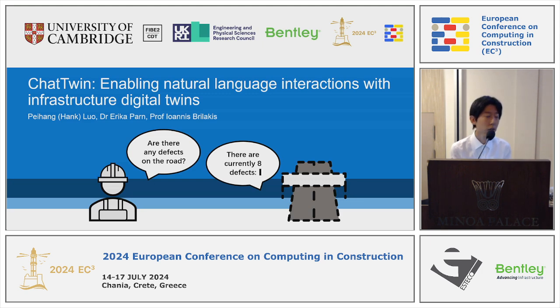In this work, we are using a road digital twin as a representative example of infrastructure digital twin, but this framework can be used and adapted to other infrastructures with minor modifications. Here you can see an example use case of ChatTwin where the user is asking for the defect information within the road digital twin, and the system responds with a summary of the information requested by the user.